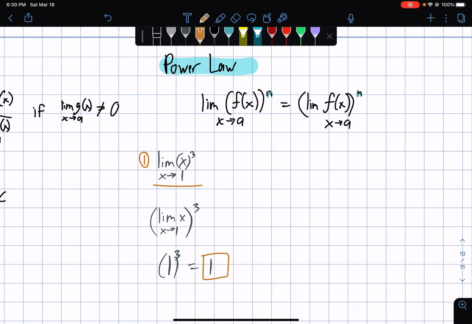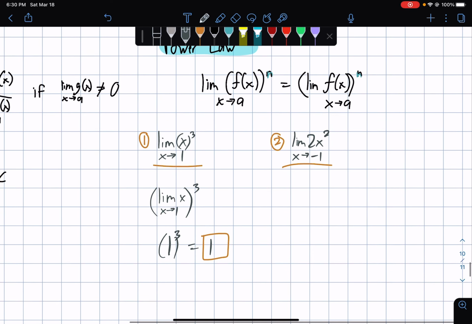Let's try out the second example. Limit 2x raised to 2 such that x approaches negative 1. So lim 2x, x approaches negative 1, then raised to 2. And then lim times 2 times negative 1, that's going to be negative 2, I suppose.